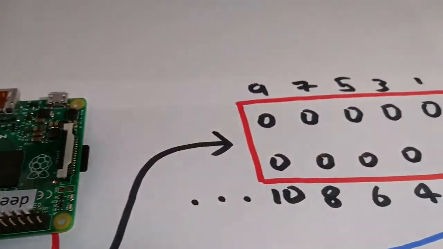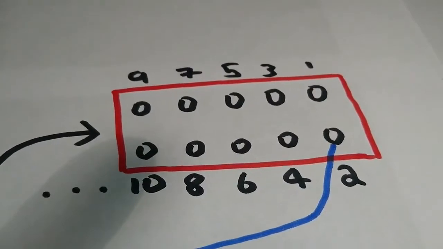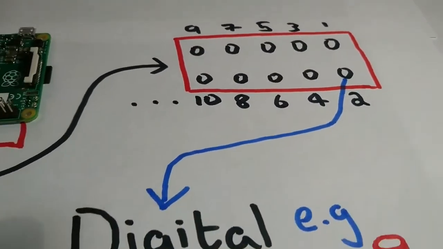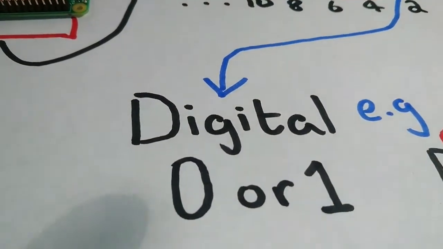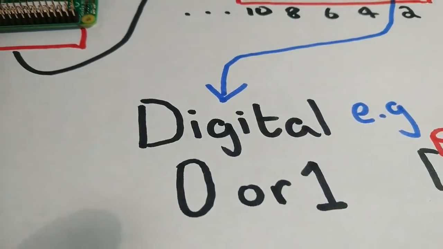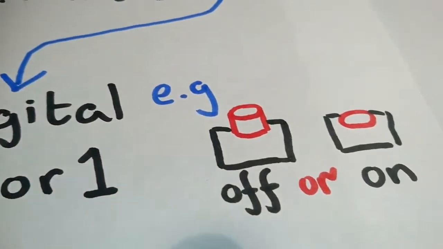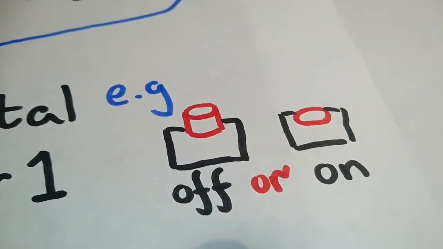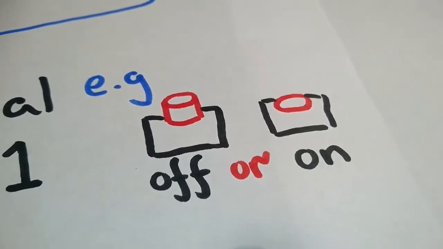Here is a simple diagram of these GPIO pins. Each pin can have a state of either high or low, which is digital, so it's 0 or 1. Think of this like a button, so 0 is off and 1 is on.